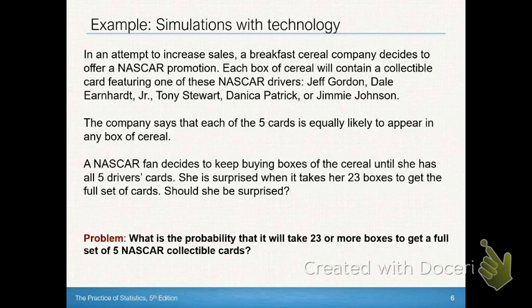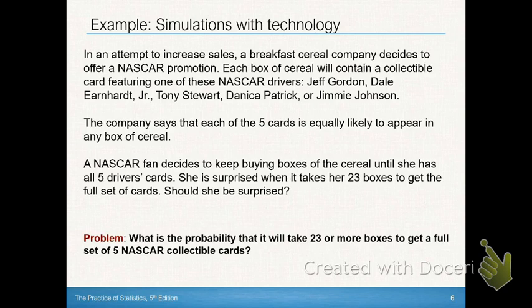Let's say that there is a certain kind of breakfast cereal giving away a collectible card for 5 different racers. In this case, we've got Jeff Gordon, Dale Earnhardt Jr., Tony Stewart, Danica Patrick, and Jimmie Johnson. And a particular fan wants to buy these boxes of cereal until they get all 5 cards. Now, they'll probably have lots of repeats, but they want to get at least one of each.